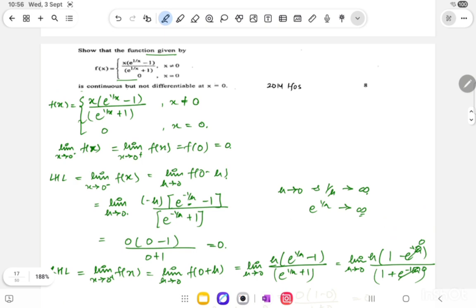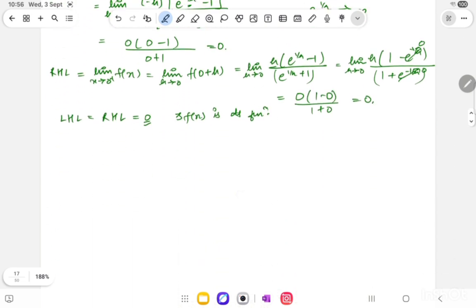Now let's check differentiability. So we are supposed to show that it is not differentiable at x equals to 0. So what we can do is we can just find out derivative at x equals to 0 approaching from negative side and positive side, and then we can see if they match or not.